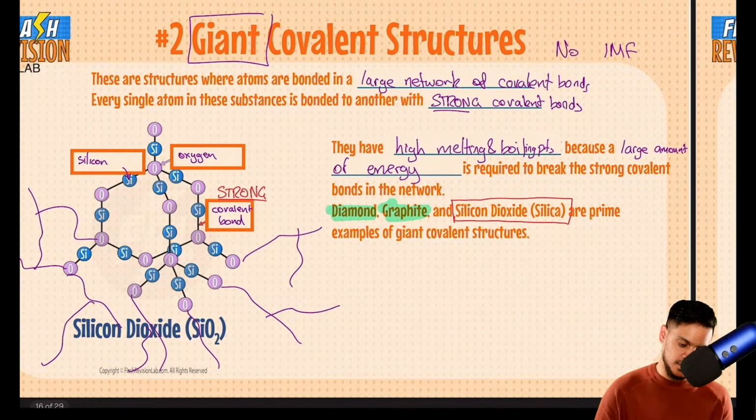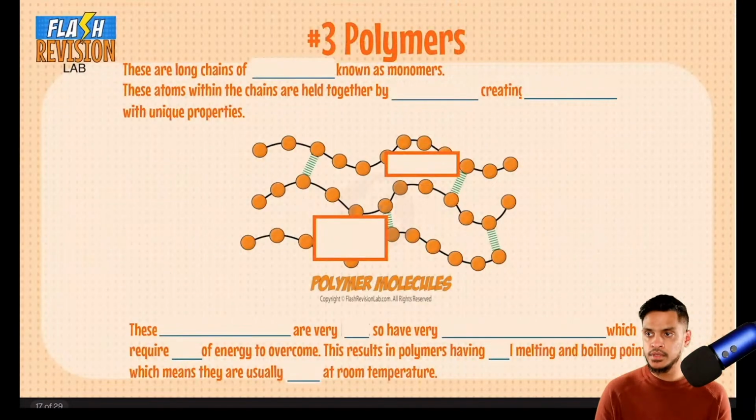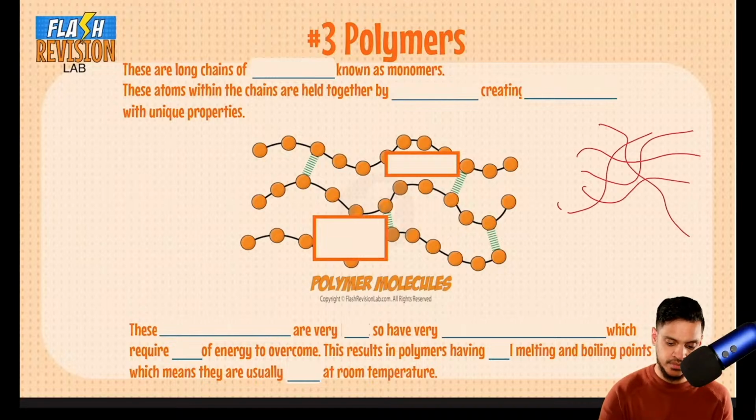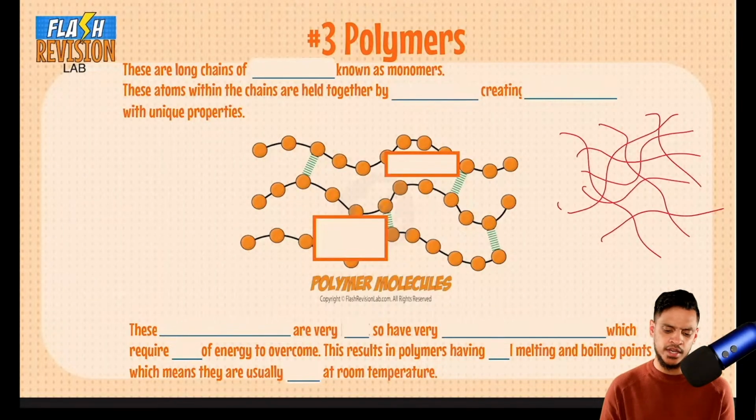But then let's just look at the last type of covalent structure we can have, which is a polymer. You can think of polymers as molecular substances, but the molecules are humongous. They're really, really long molecules, like long chains of molecules. We come across them in organic chemistry as well.